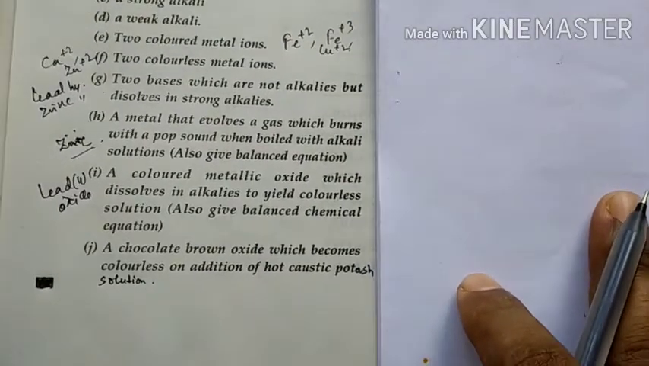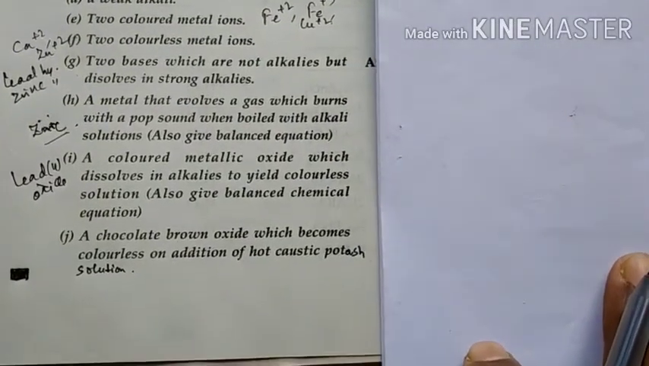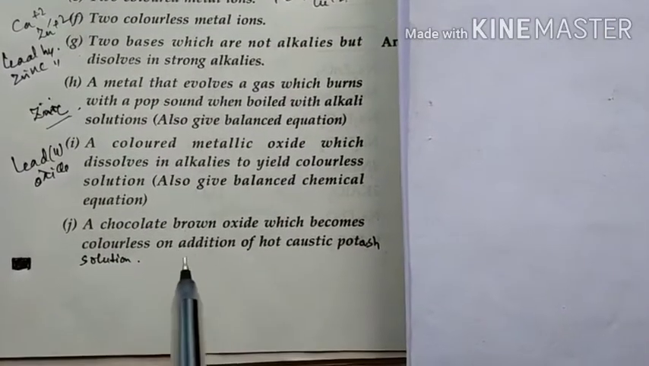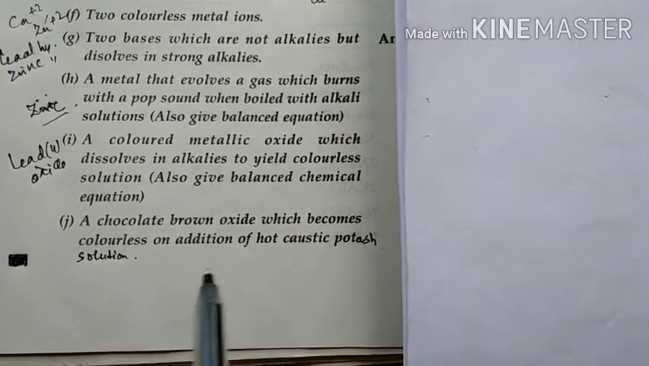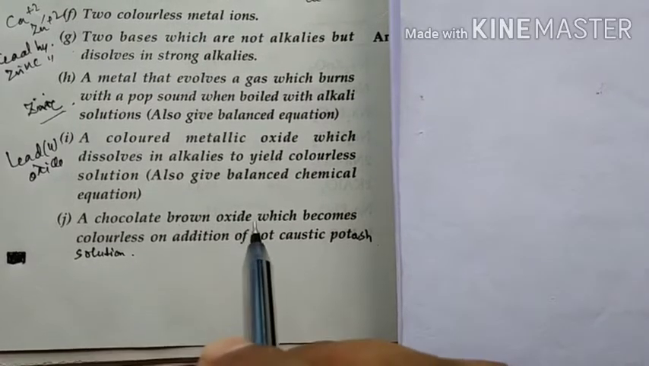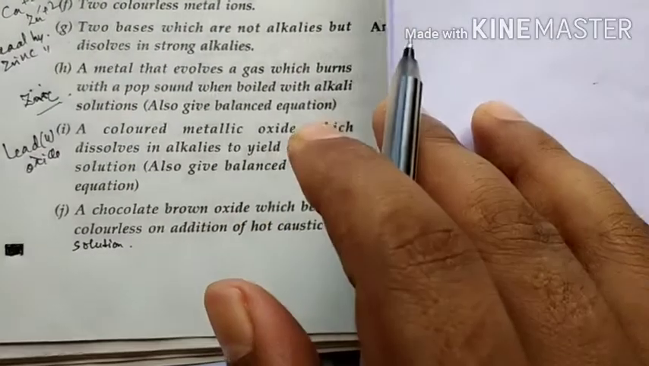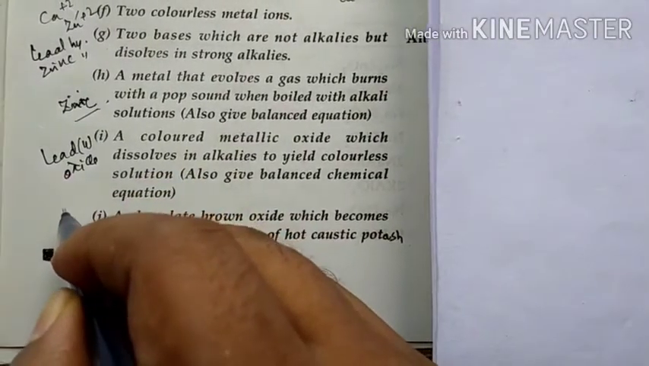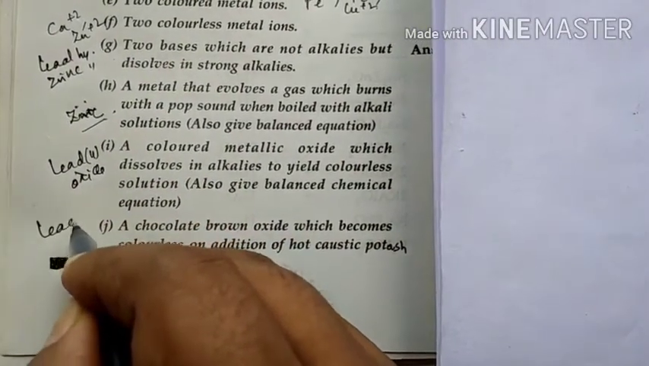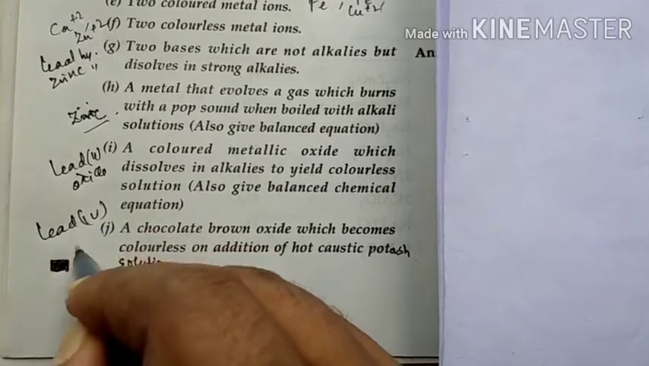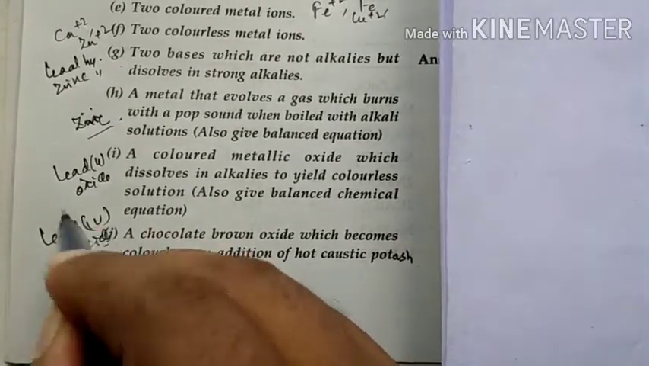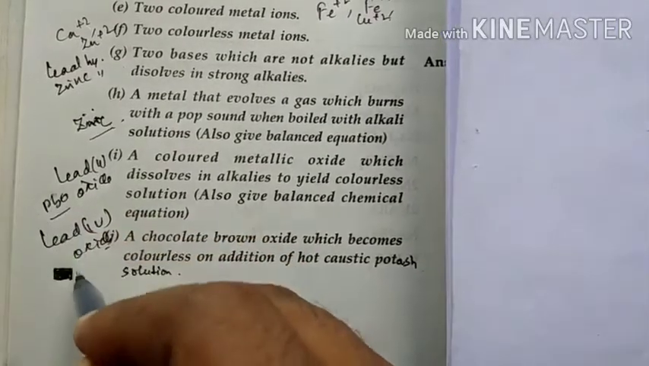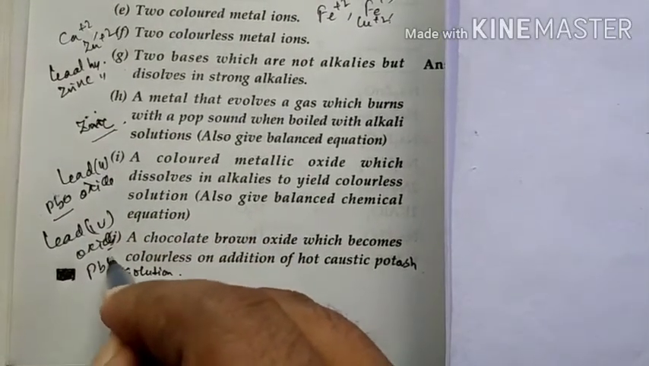Now next is a chocolate brown oxide. Listen very carefully. A chocolate brown oxide which becomes colorless on addition of hot caustic potash solution. A chocolate brown oxide is very rare. It is lead dioxide, lead 4 oxide. So lead 2 oxide is actually PbO, its formula, and lead 4 oxide is PbO2.